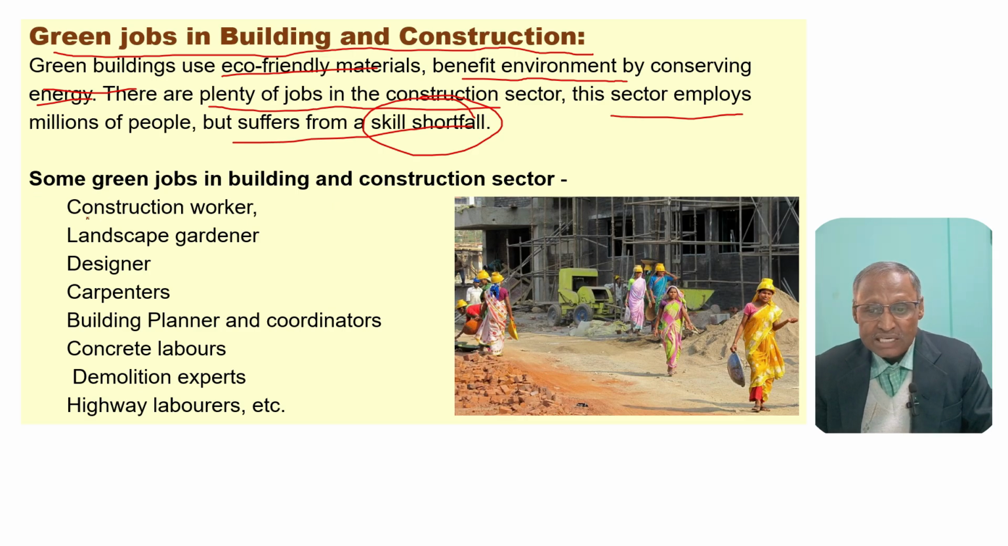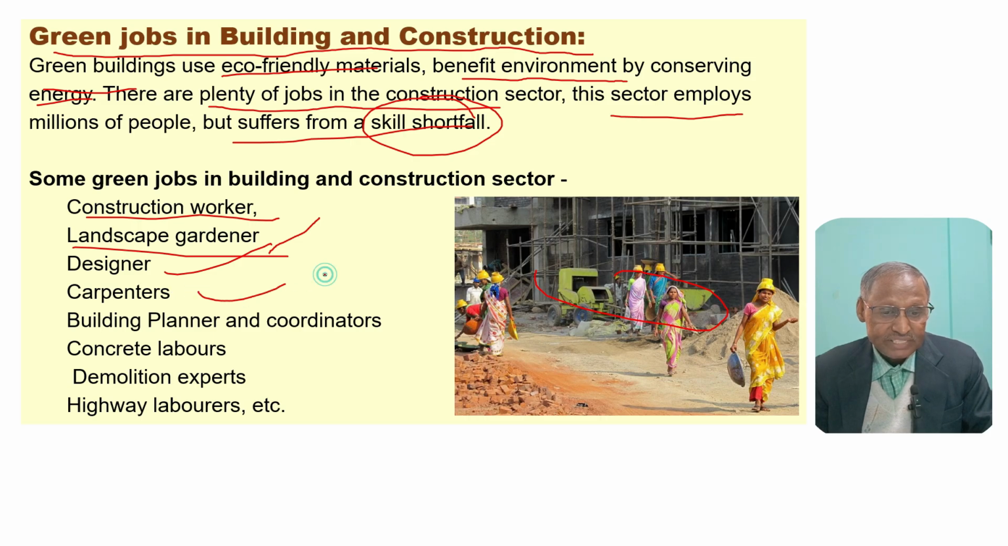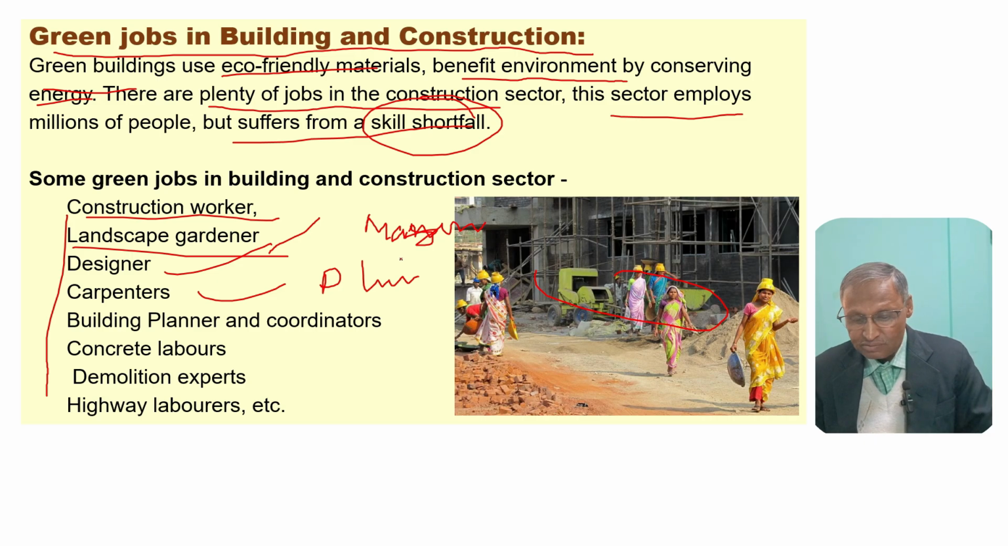Some green job in buildings and construction sectors are construction workers. So they are the construction workers working in a building construction site. Landscape gardener or landscape designer or architect designer. Then designer, different kinds of designer हो सकता है. Carpenters, plumbers जो पानी का काम करता है उसको plumber बोलता है. Mason, that is the राजमिस्त्री को mason बोलता है. Mason और masonry, mason होता है वो. Concrete laborer, then demolition experts, highway laborer. Roads construction में भी different kinds of experienced labor का जरूरत है. So these are some of the green jobs available in building and construction sector. This is a very large sector.